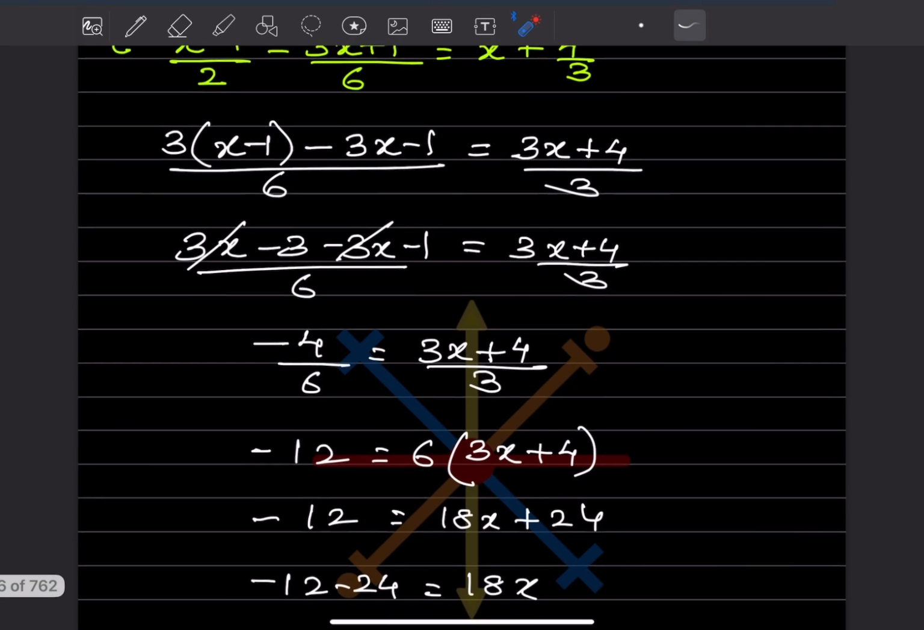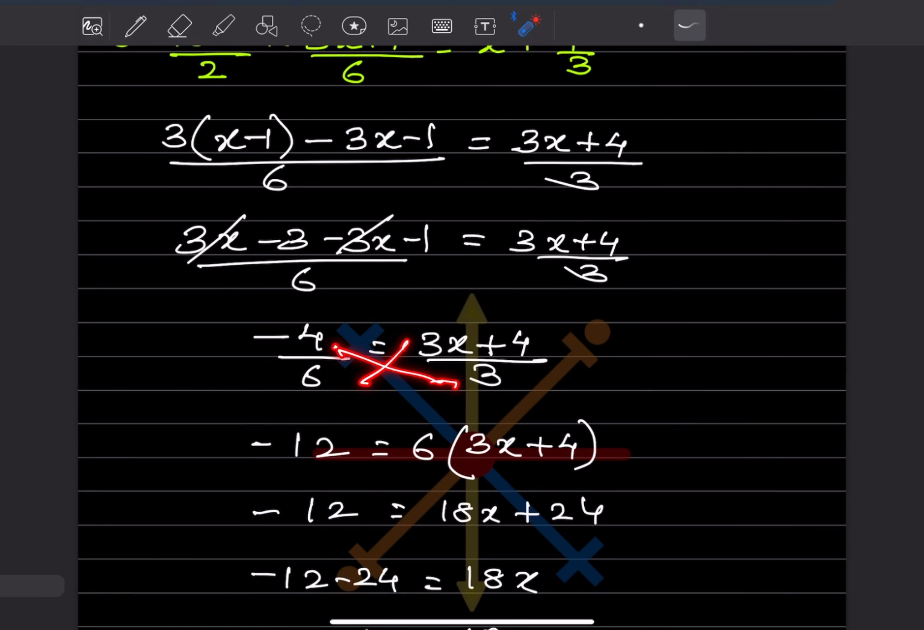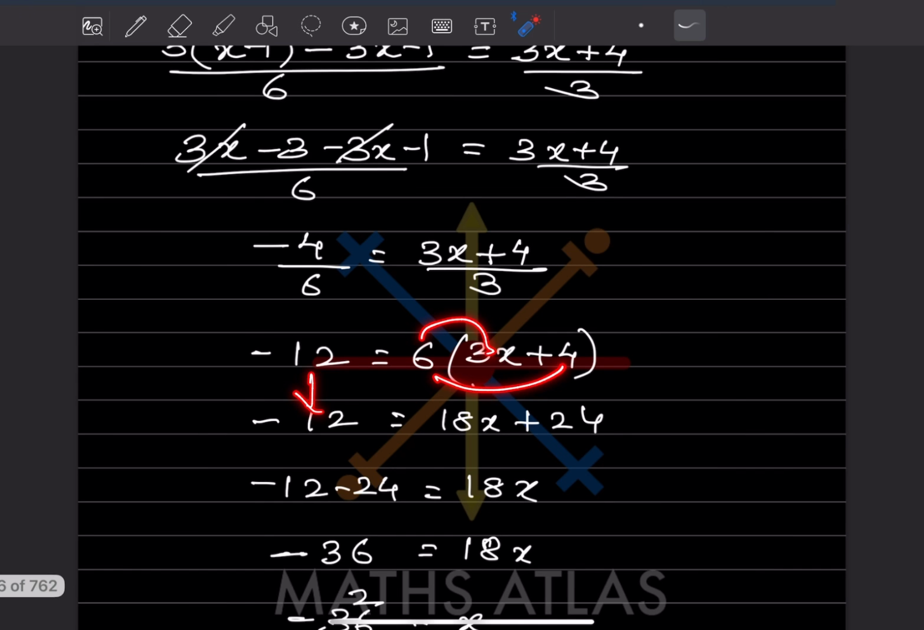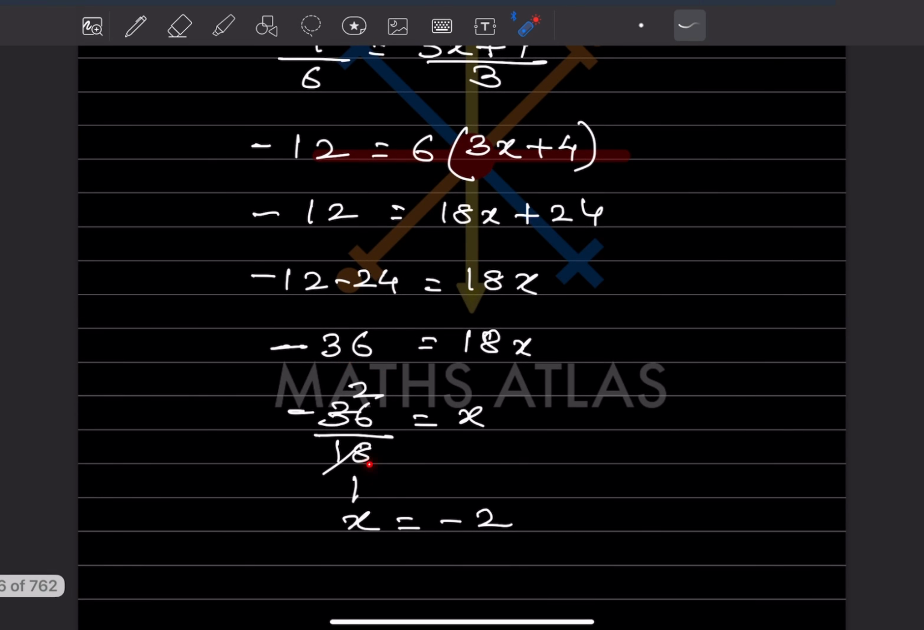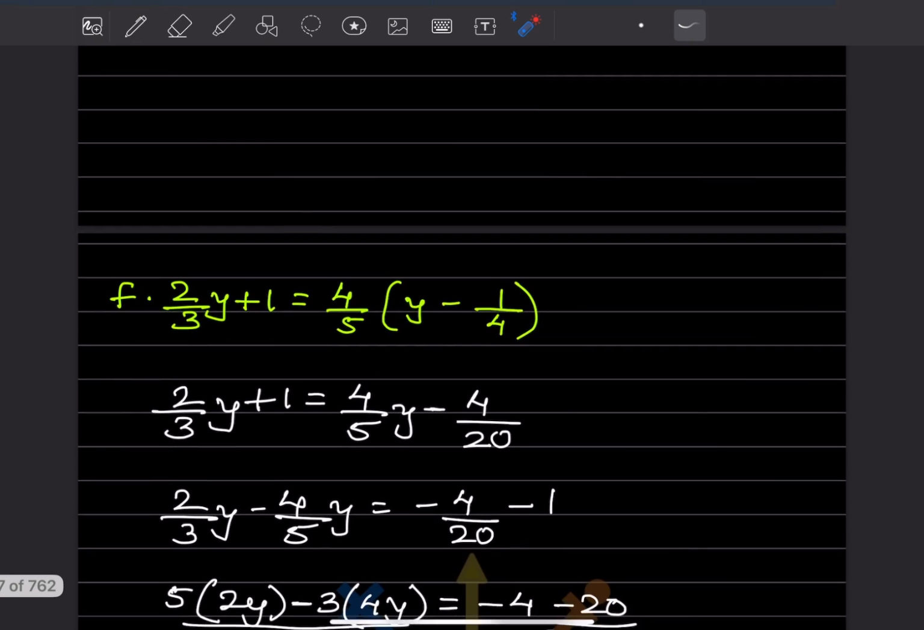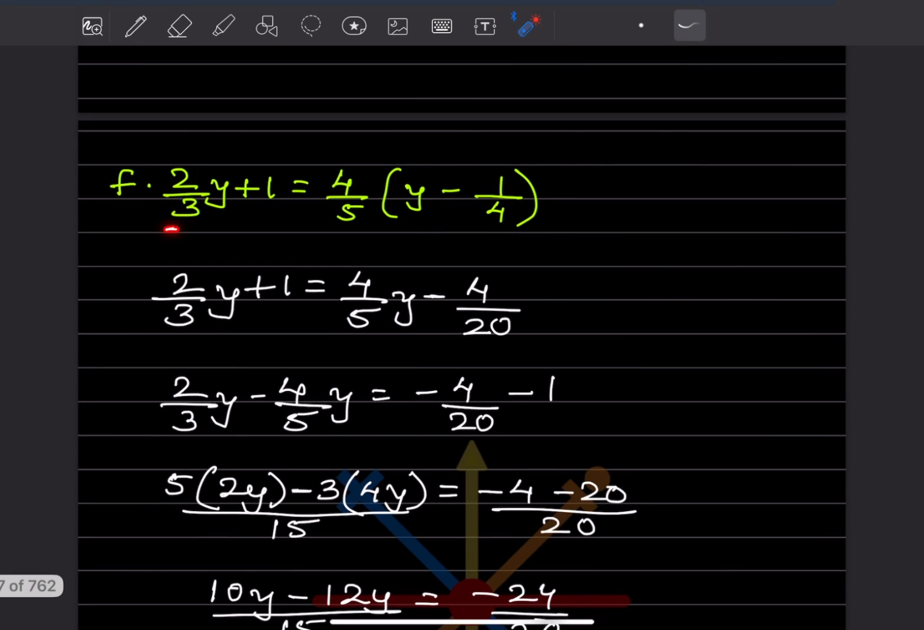This is the same. Now we are going to cross multiply. So 3 will go on the other side. So 4 into 3, which is going to be minus 12. Here, this 6 into 3x plus 4. After multiplying this, we get 18x plus 24. So we'll keep this the same. Here, minus 24. Here will be 18x. So this will be minus 12 minus 24 is going to be minus 36. Then 18x or minus 36 divided by 18, because this is multiplication, is x. So 18 ones are 18, 18 twos are 36, and this is minus, so x is going to be minus 2.